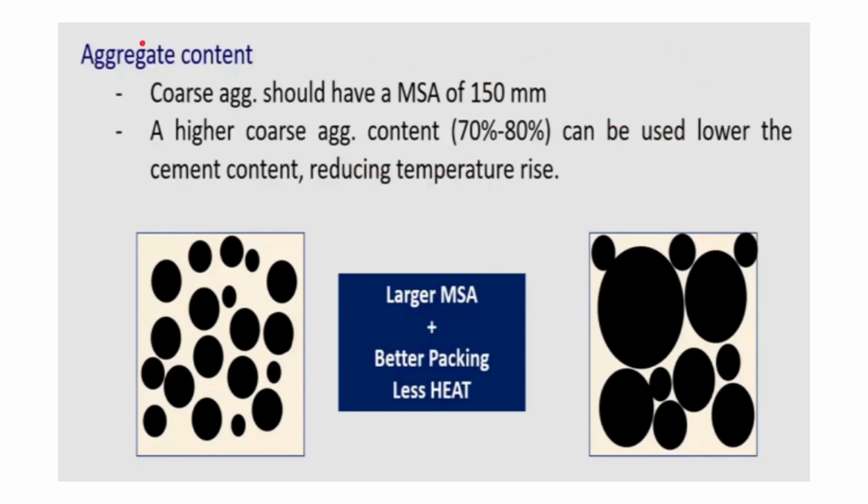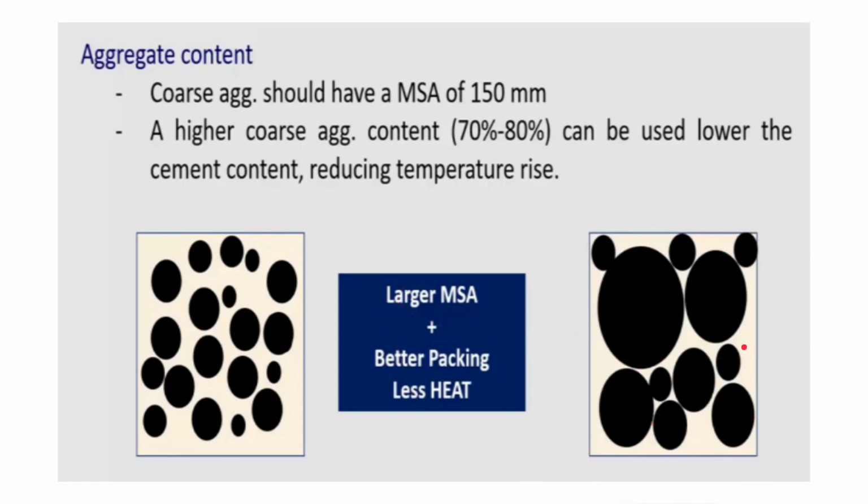Taking into account all these factors, we find that the concrete should have an MSA, that is, a maximum size of aggregate, of around 150 mm. So the bigger the aggregate, as you can see here, the better, because less cement will be required. A higher coarse aggregate content, about 70 to 80%, can be used. That will lower the cement content and reduce the temperature rise, as I stated. So a larger MSA plus better packing will generate less heat.